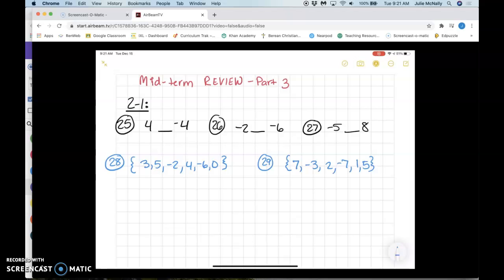So on number 25, what's greater, 4 or negative 4? 4 is greater. Remember, the wide part goes to the bigger number because it wants to eat the bigger number. How about number 26? Which one is greater? Negative 2, because it's closer to what? 0. So it's going to be greater.